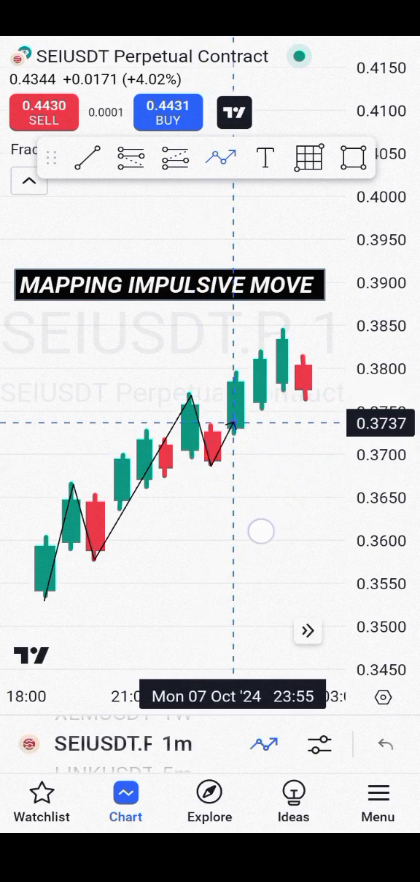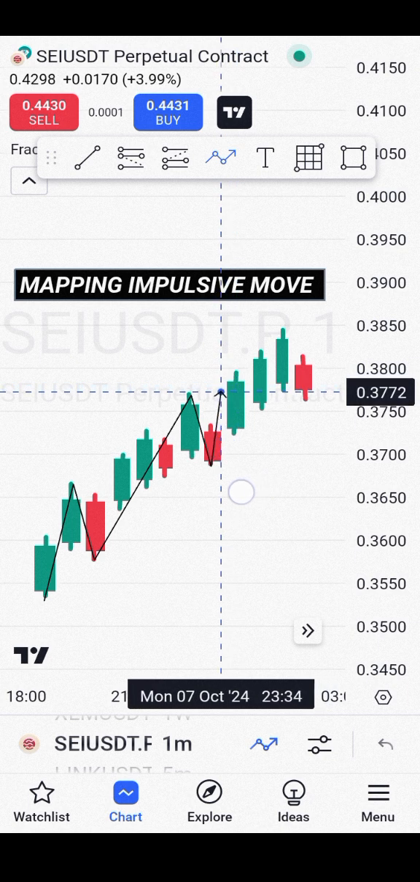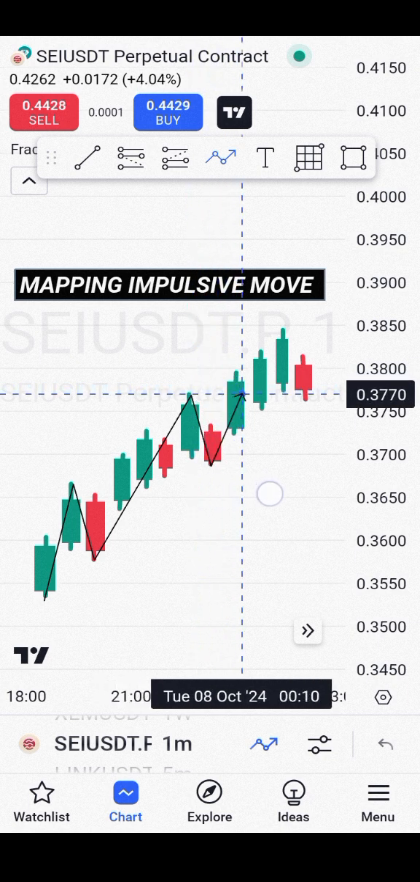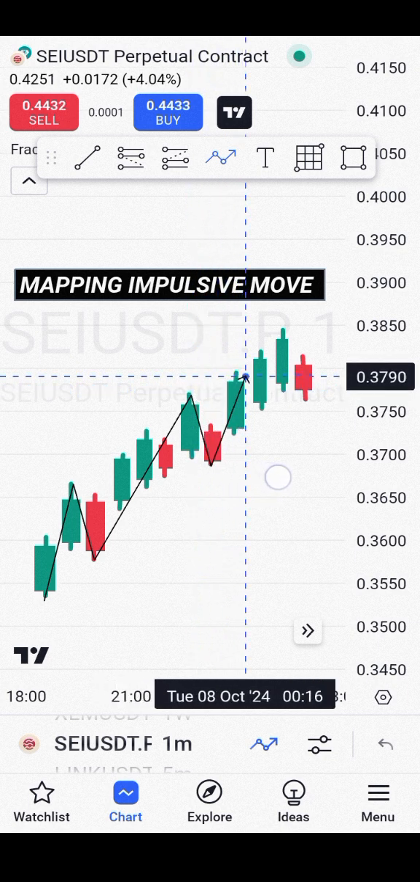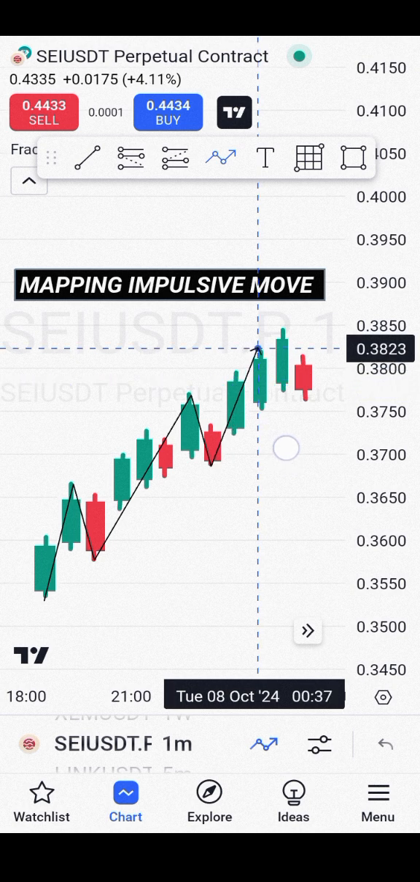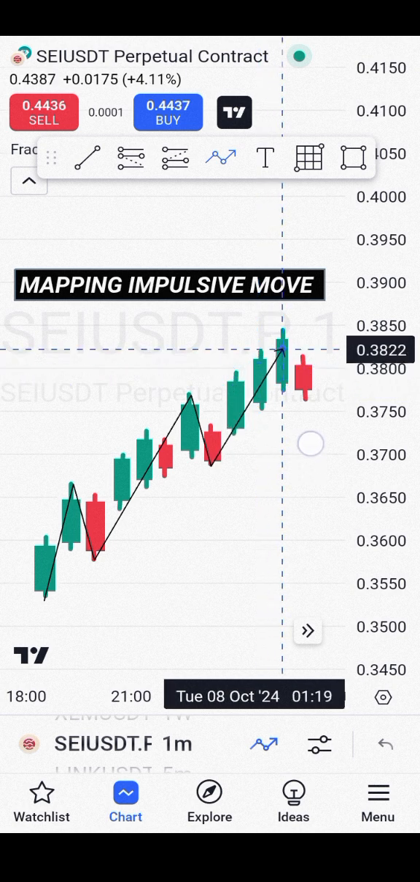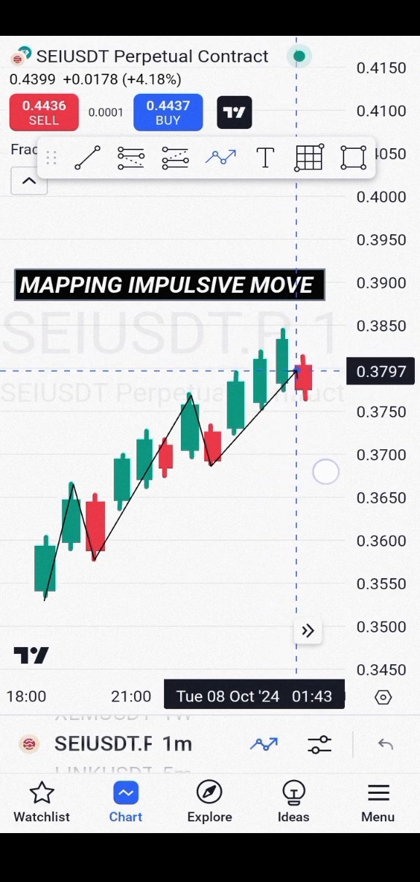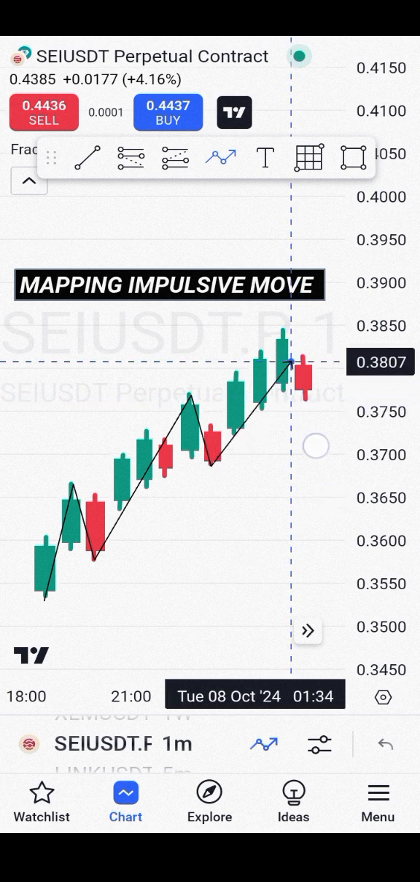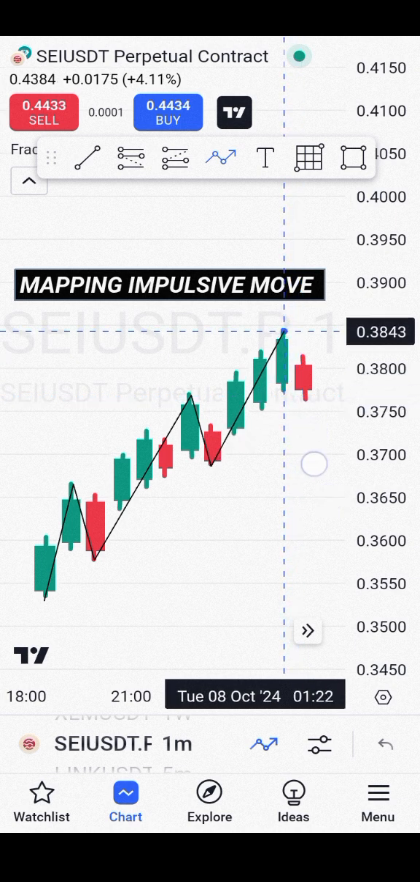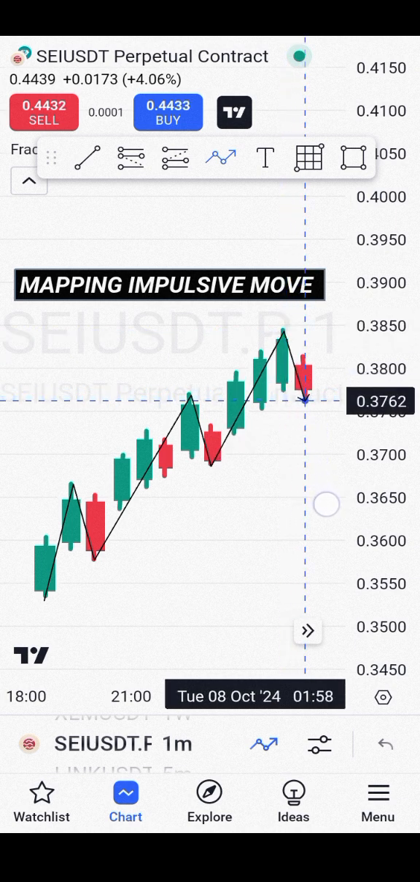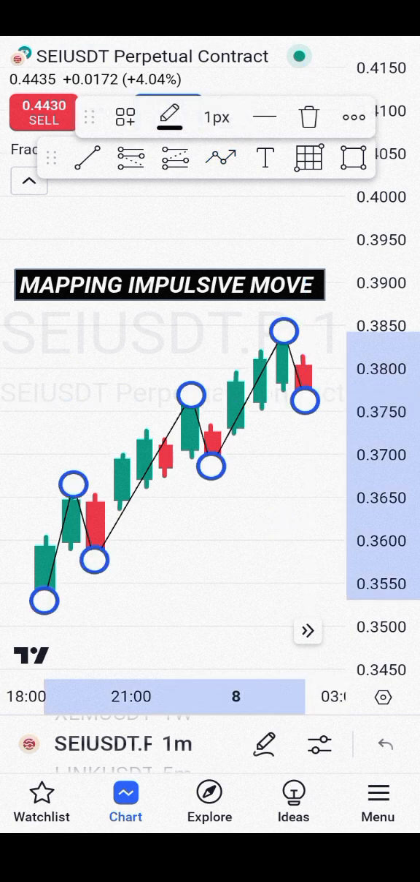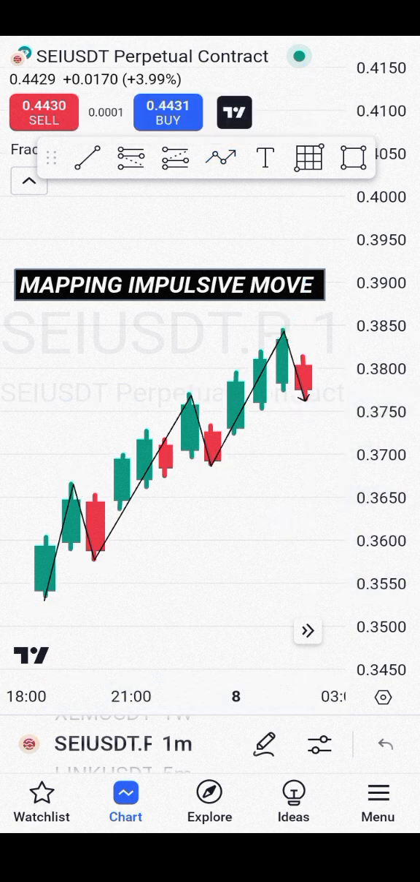Then we'll proceed to the next candle that broke the high of this previous candle, and to the next candle that also broke the high, and the next candle that also broke the high. Then the next candle had a valid pullback. So we're going to mark up here and we'll mark this pullback, and that is our part.